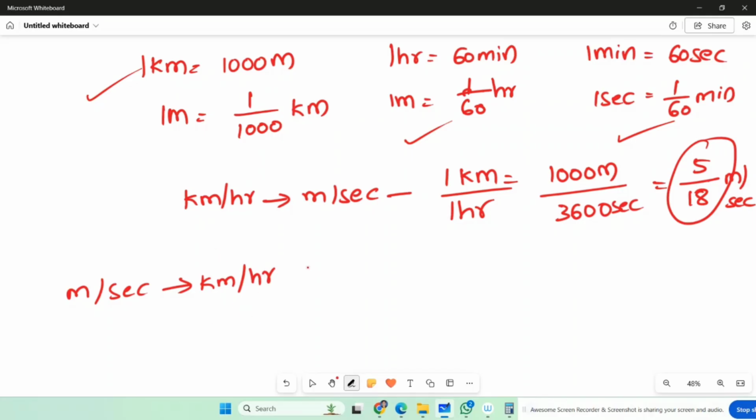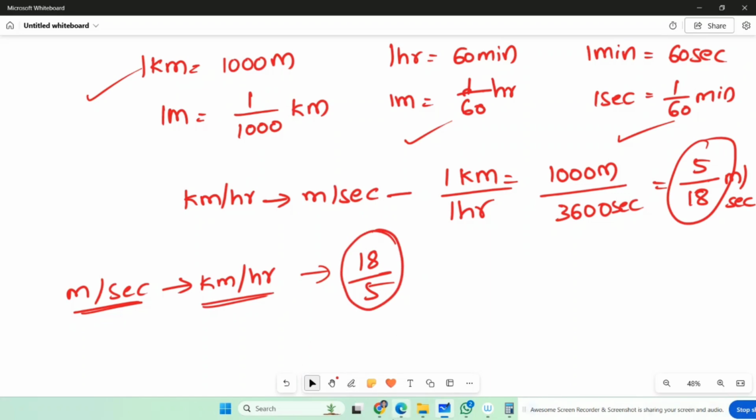For example, see here, meter per second is a smaller unit, kilometer per hour is a bigger unit. When you are converting meter per second to kilometer per hour, we multiply the given speed by 18 by 5, because instead of dividing by 5 by 18, we take the reciprocal of the fraction, which is 18 by 5.